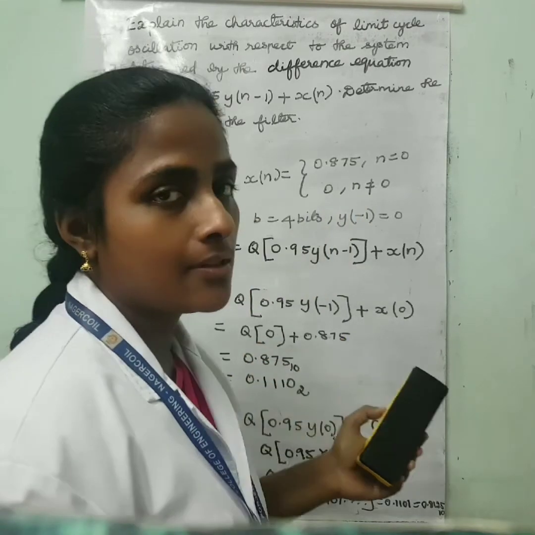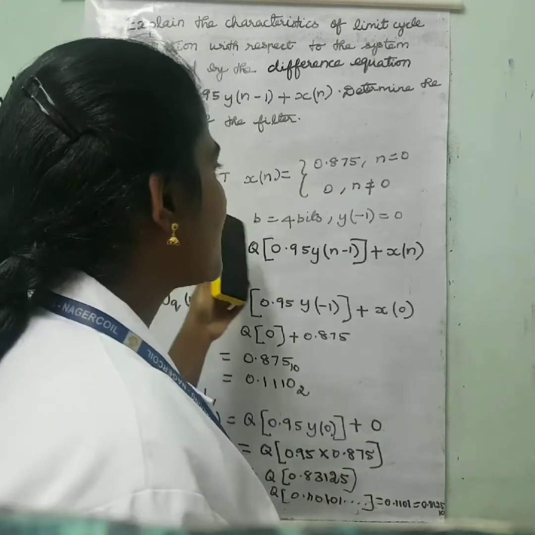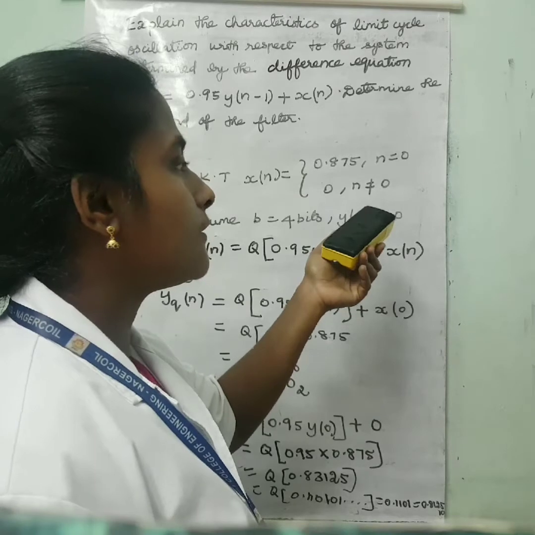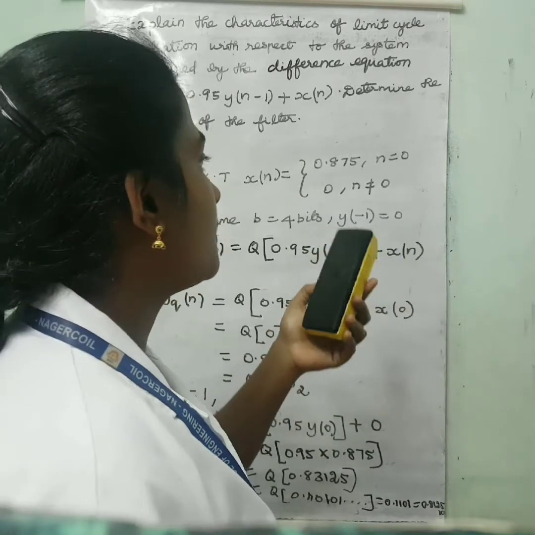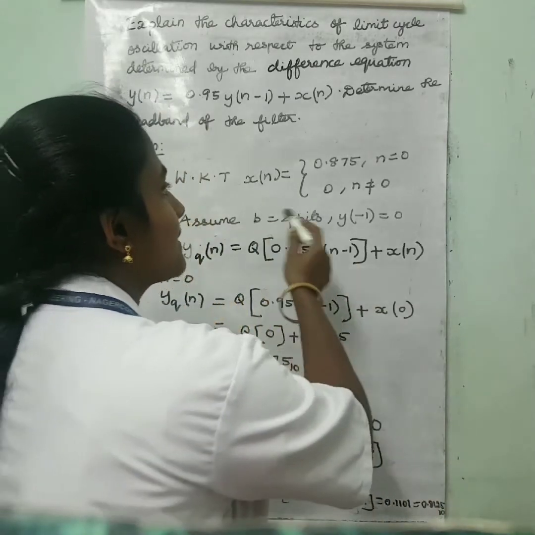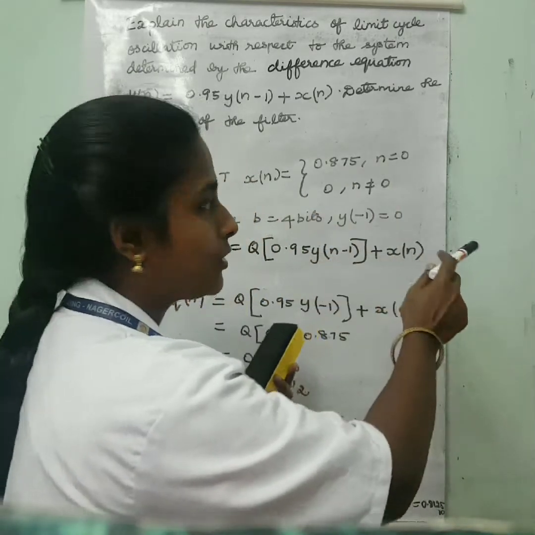Okay. So solution, we know that x of n is equal to 0.875 for n is equal to 0 and 0 for n not equal to 0. This is the standard value that we have to memorize.